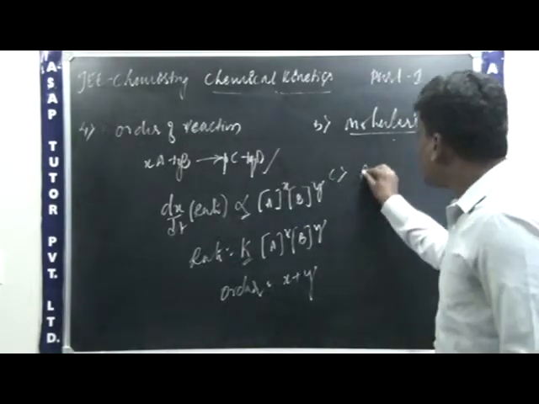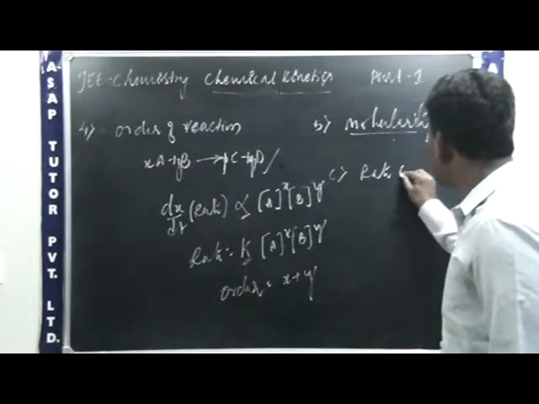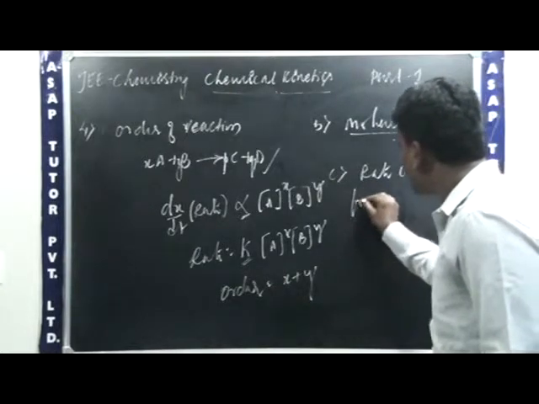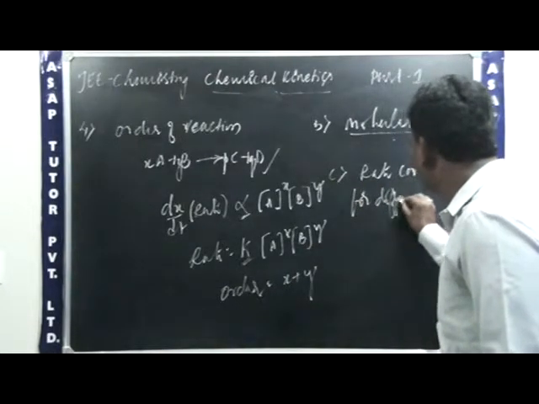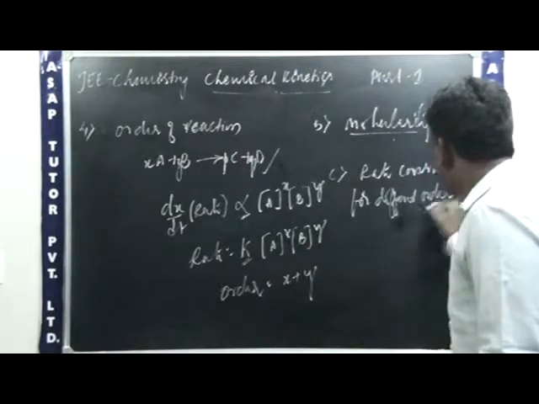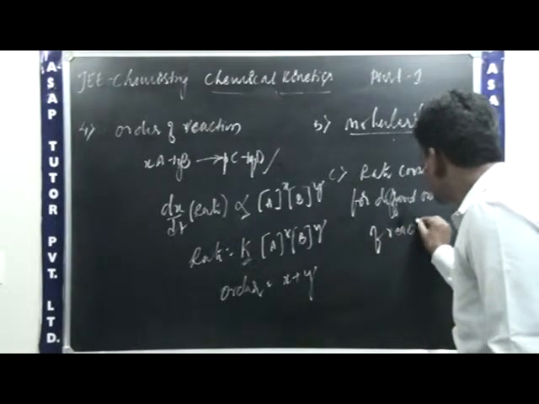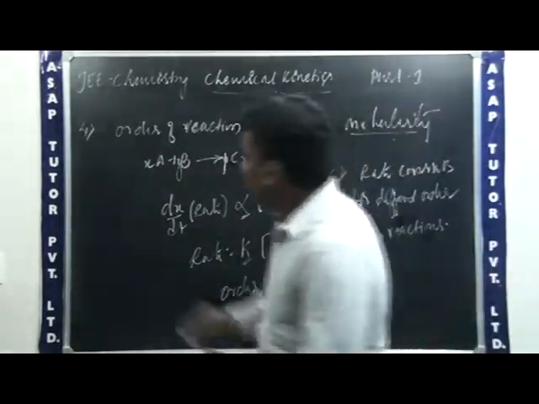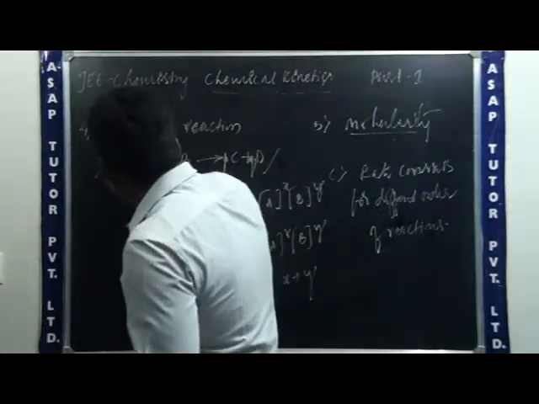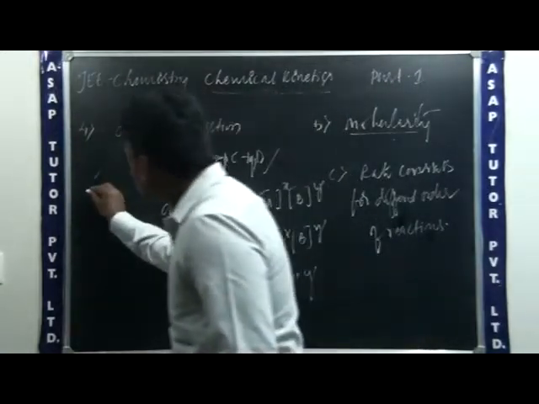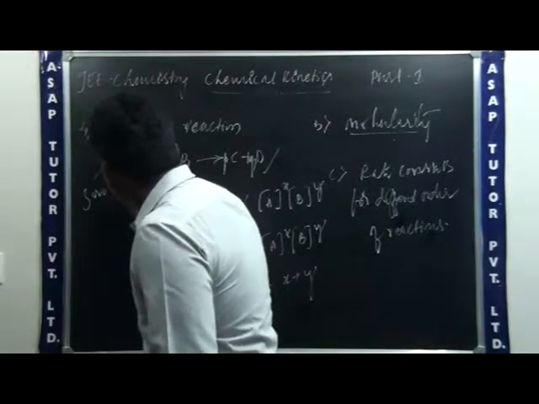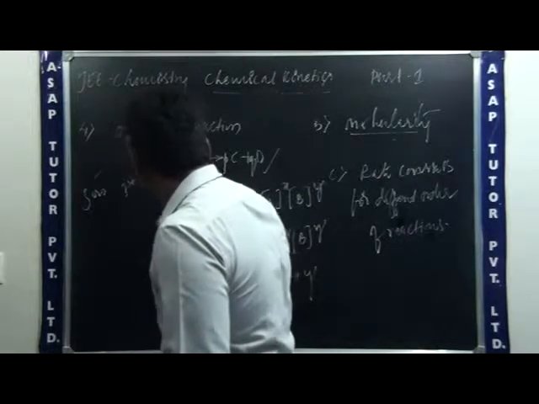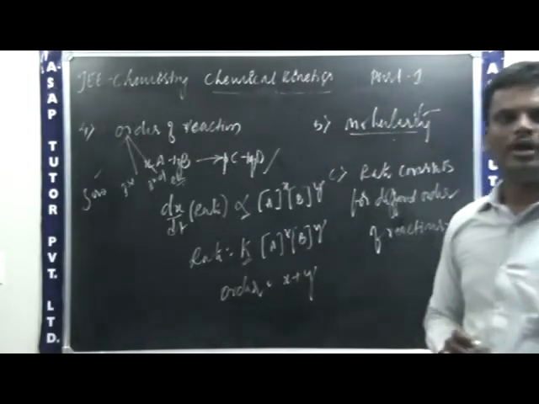Next, number C: rate expressions and rate constants for different orders of reactions. In order of reaction, we can classify different kinds of order, such as zero order reaction, first order reaction, second order reaction, etc. These are all the classifications of order of reaction.